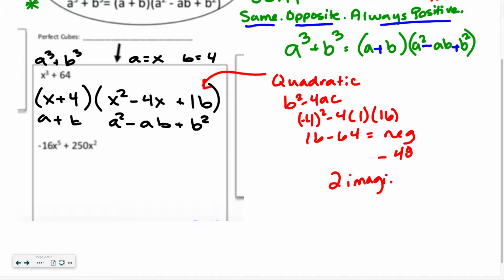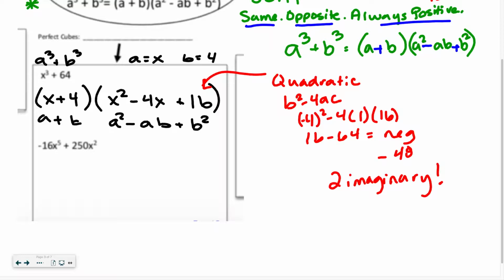Okay, so that's something that we'll kind of see later on in this chapter with this sum and difference of perfect cubes. Every time you factor with the sum or difference of perfect cubes, that second one that's quadratic produces imaginary solutions. Never will it ever give you real solutions. Okay, so they will always be imaginary.